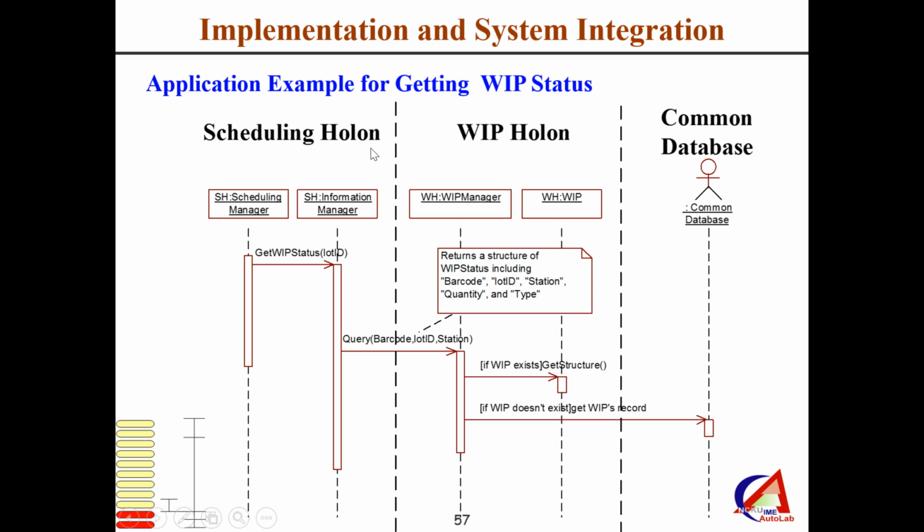Okay, so this is just to give you the integration, how to integrate those three objects simultaneously. So you see, this is the scheduling holon, the whip holon, and the common database. The scheduling manager will try to get the whip status through the information manager, and this information manager will send a query to the whip manager, and the whip manager knows that you are asking for some information. Then it will check whether this whip exists or not. If yes, then try to get it. If no, then it needs to get the information through the database. So this is just a simple example for you to test the integration.